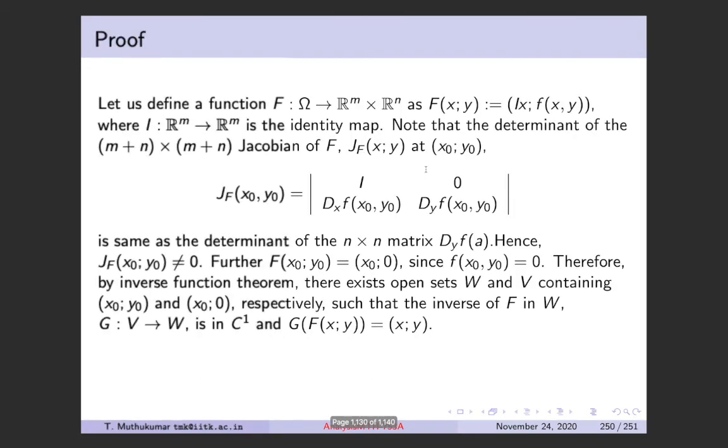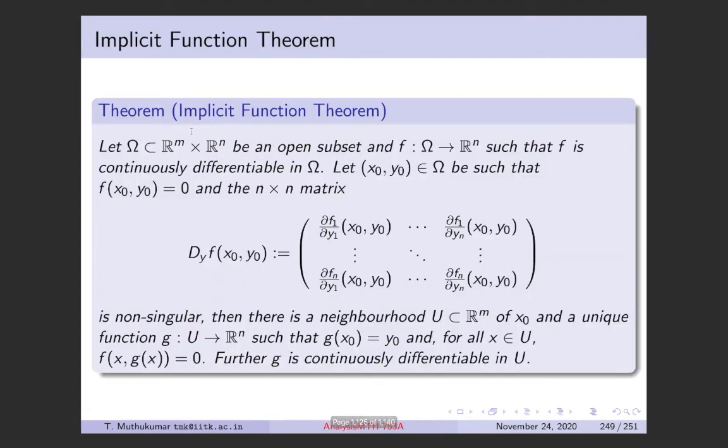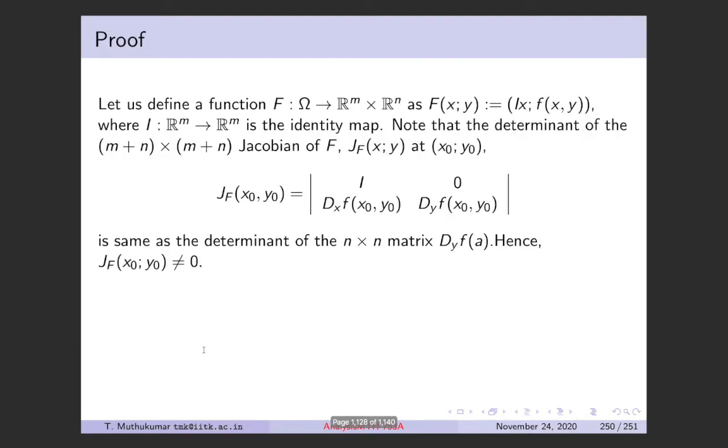So we have verified all these statements. Under these conditions, we have obtained a U which is a neighborhood of x0, and we have obtained a little g such that g of x0 is y0. Now we need to show that for all x in U, f(x, g(x)) is 0. That g is C1 we have also shown. So what remains to be shown is only this: for all x belonging to U, f(x, g(x)) is 0. Everything else is proved.